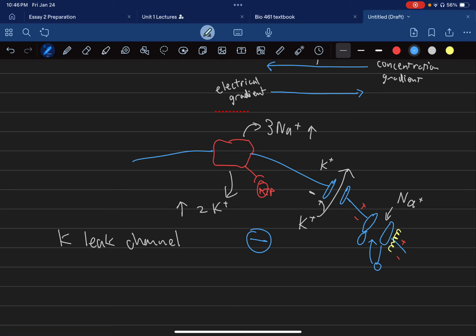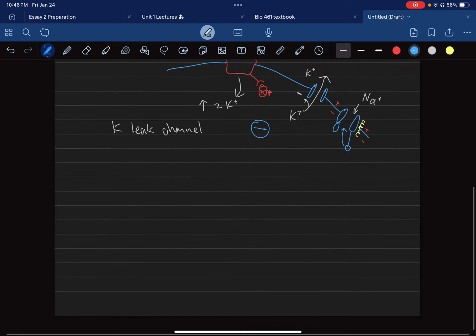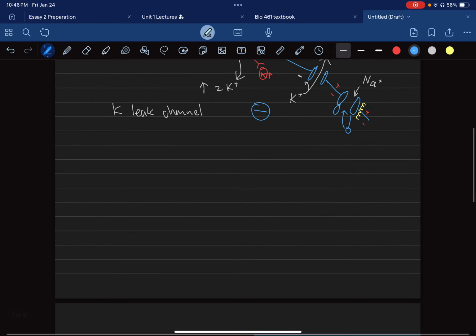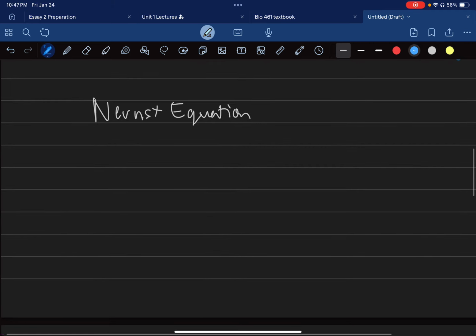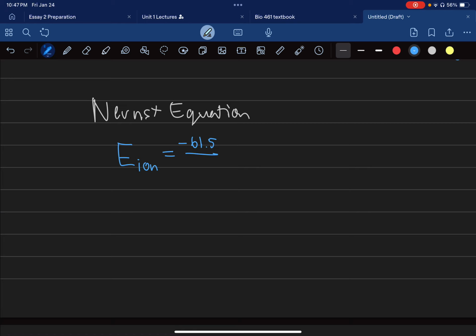And one other thing that we discussed in class is the Nernst equation. So the Nernst equation describes the membrane potential at which there is no net flow of a particular ion across the membrane. You can do it for any ion. So it'll say E ion, and this is like the equilibrium potential of an ion. That's equal to negative 61.5 over Z.